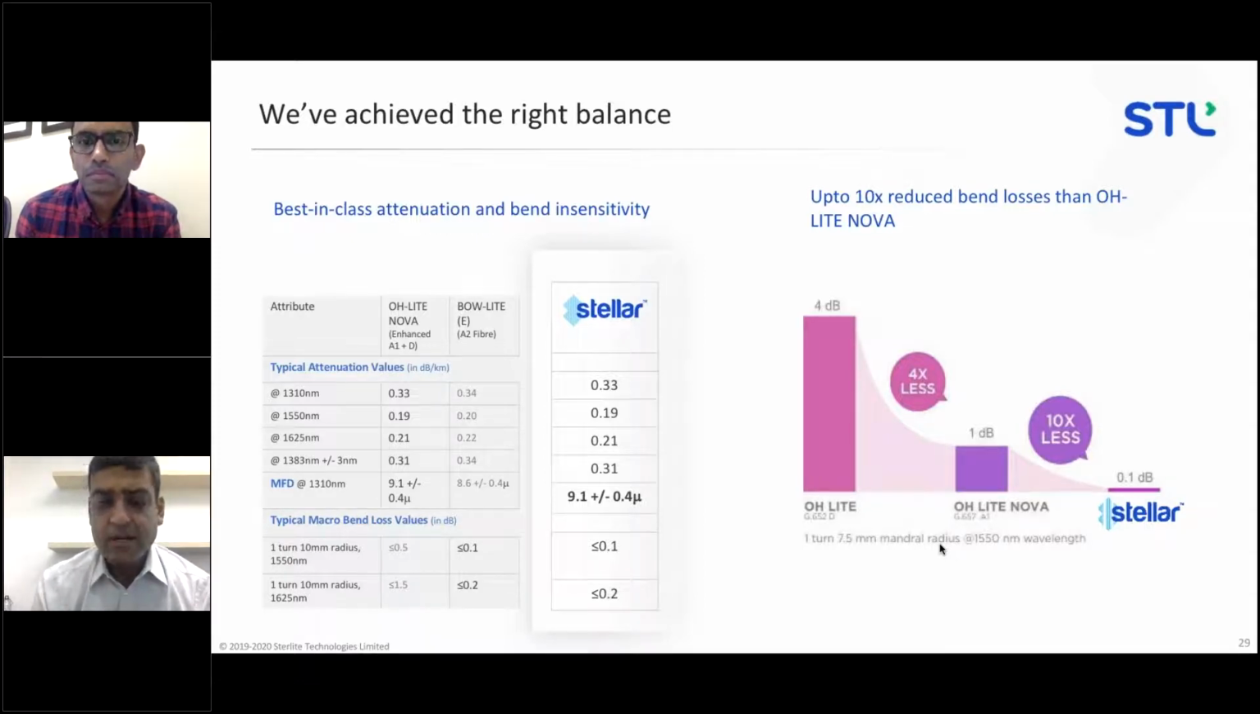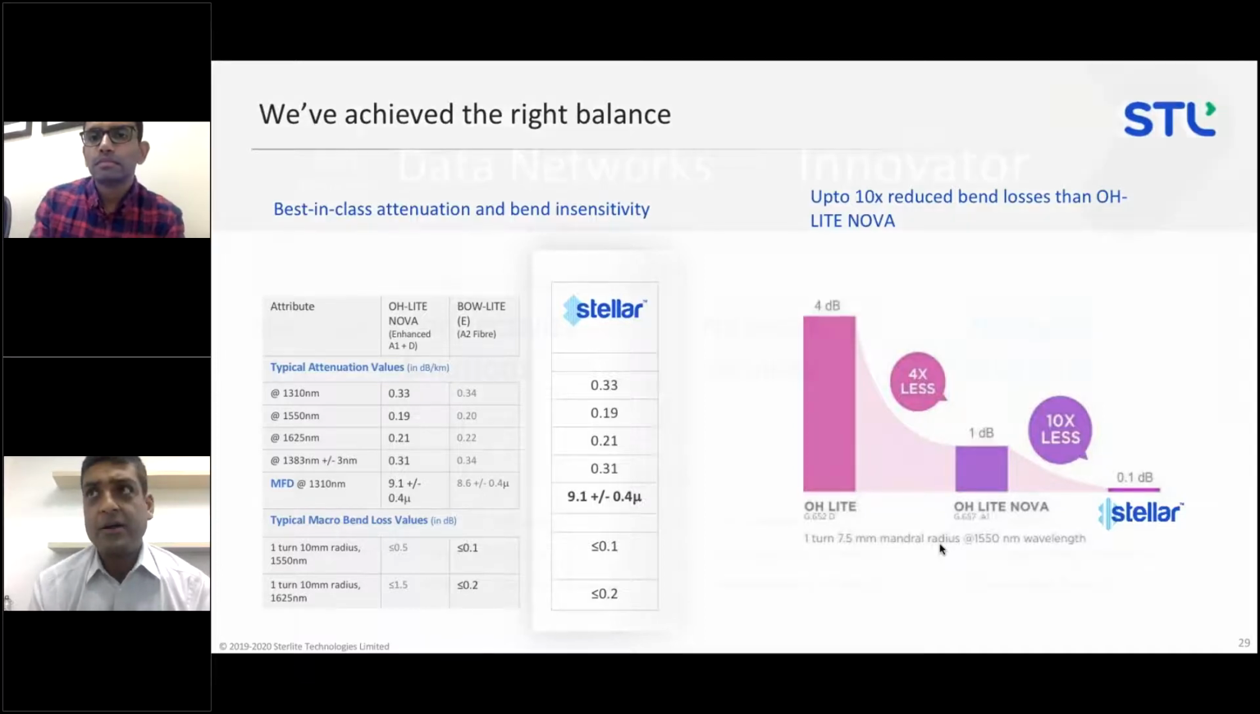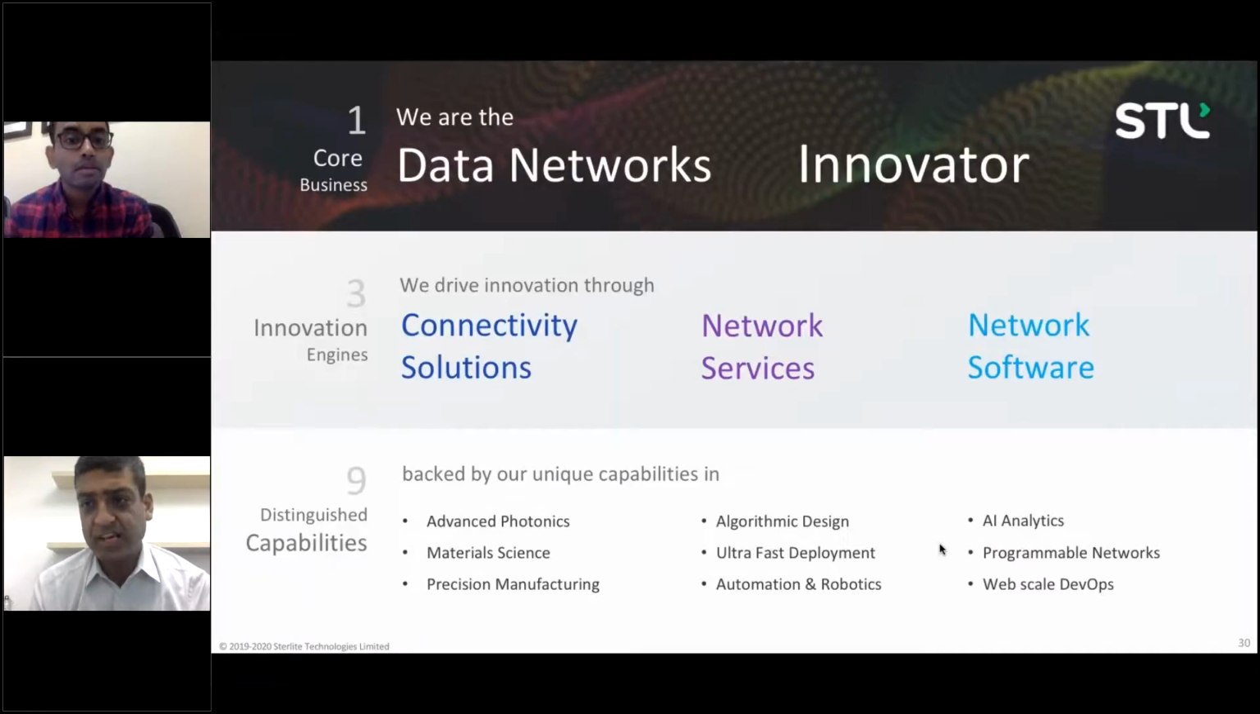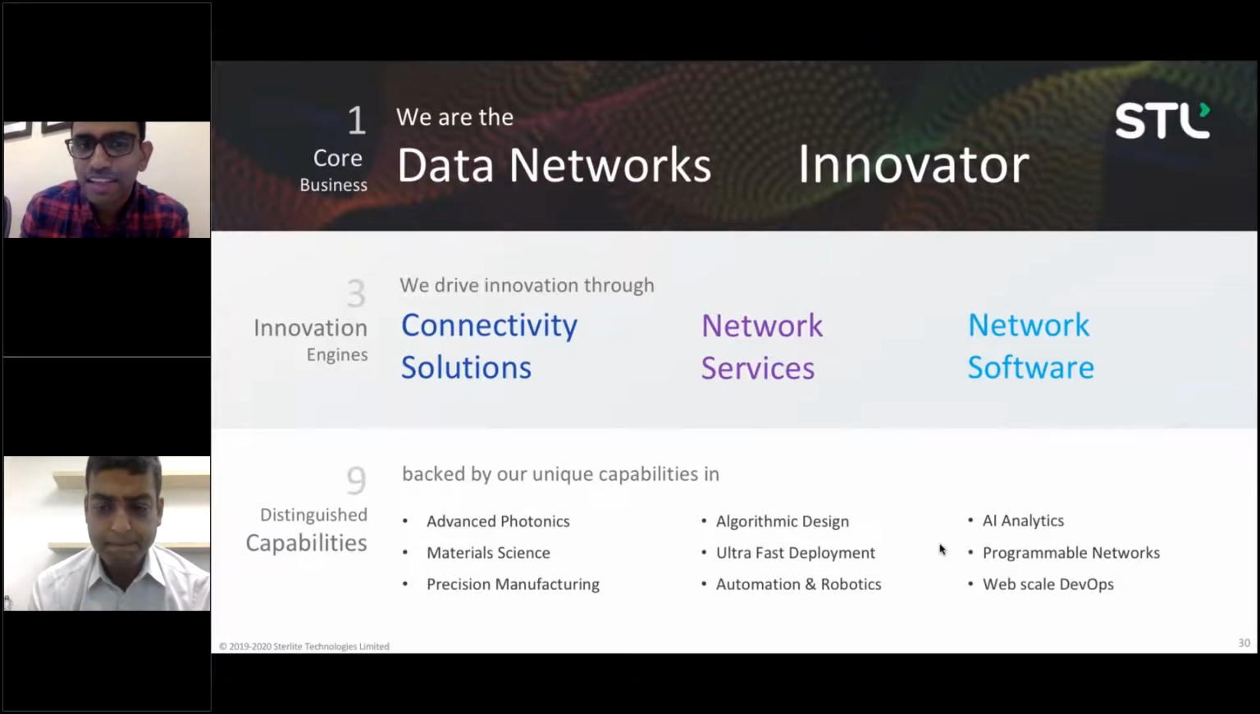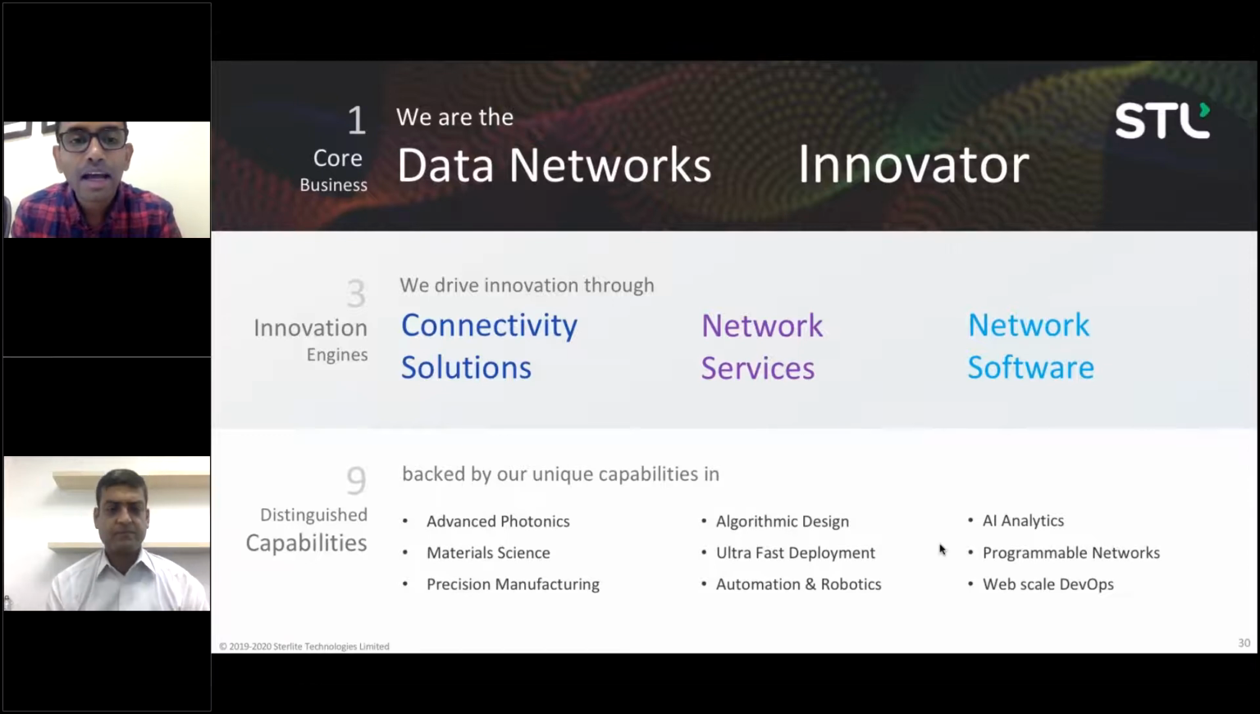So with that, I'll hand it back to Alok to talk about STL as a whole. Alok, do you want to take it from here? Yeah, thank you so much, Jitendra. It was fabulous the way you have taken us through the entire deck.